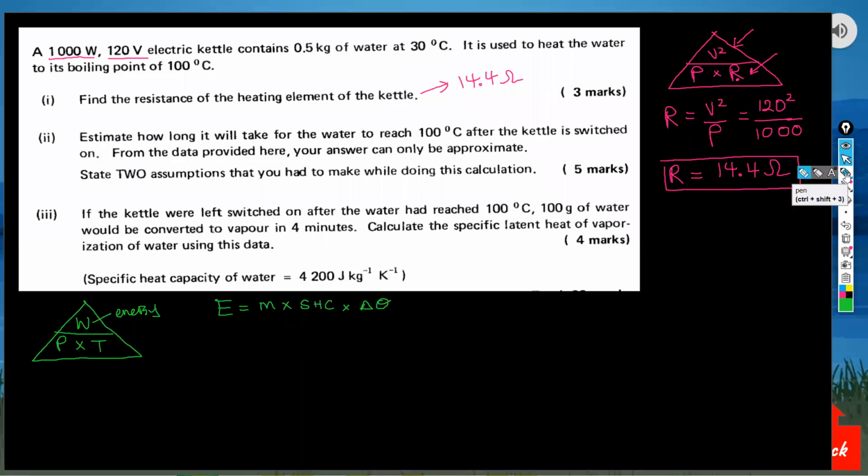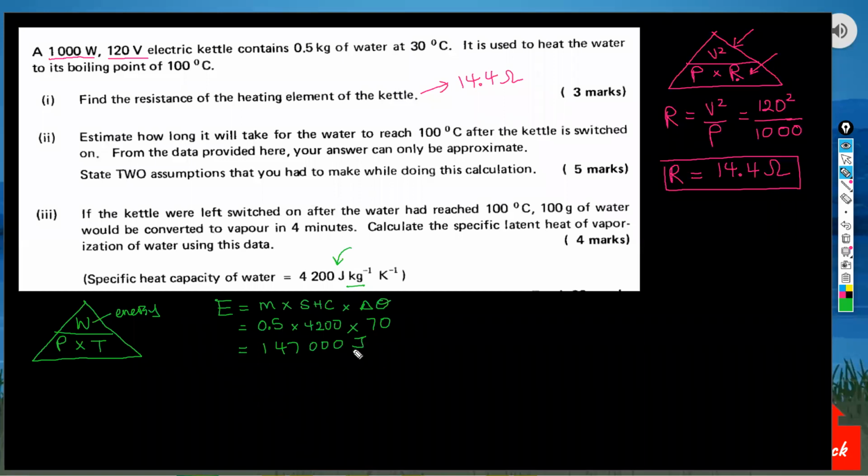All right, let's calculate the energy now. They gave the mass, and the mass has to be in kilograms because they gave the specific heat capacity with a kilogram in it. Then 4,200, and the change in temperature is going to be 70 because they're going from 30 to 100. Let's multiply that out: 0.5 by 4,200 by 70.